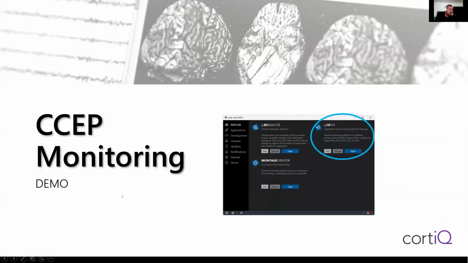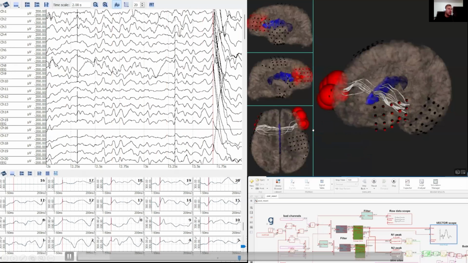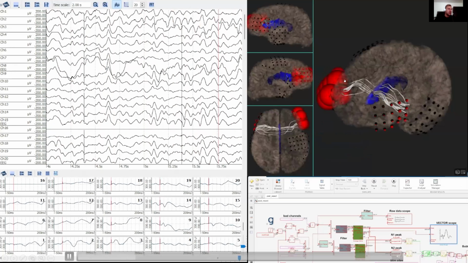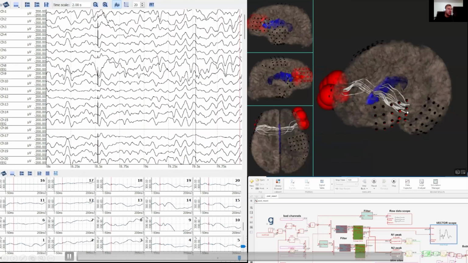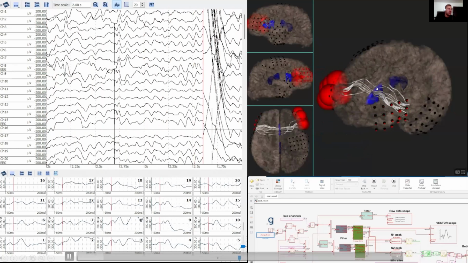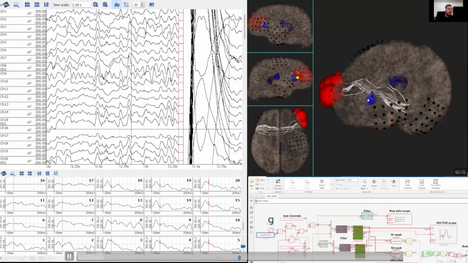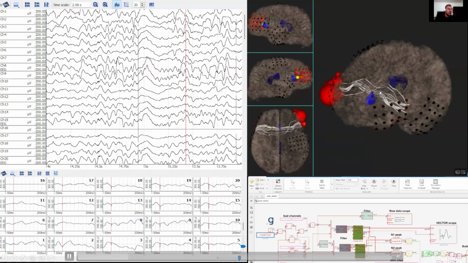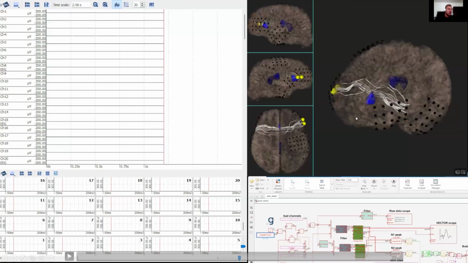And interestingly is now that we can, during the surgery, perform CCEP monitoring. So here you can see at the beginning of the surgery the connectivity from one hemisphere to the other. And then partly the corpus callosum gets resected. And when we now reach the anterior part, the genu, we can actually see that the evoked responses are then diminishing.